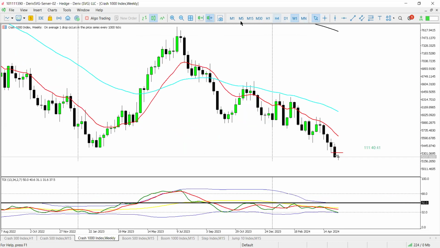So let me just check the weekly. Let's see. From the weekly, looking at the TDI as well, price is almost on the 32 level. But if you notice again, the weekly has not yet given a reversal candle here. So price can actually sell. The possibility of a sell is there. The possibility of a push up is there.